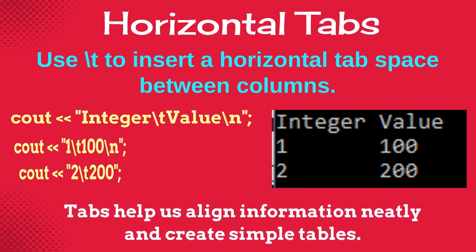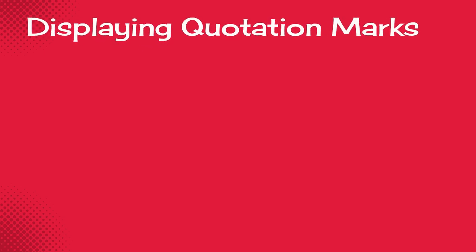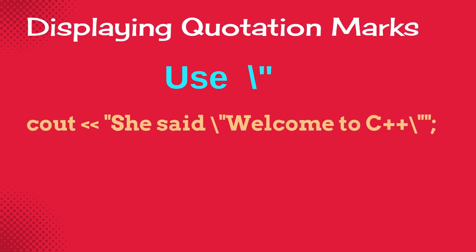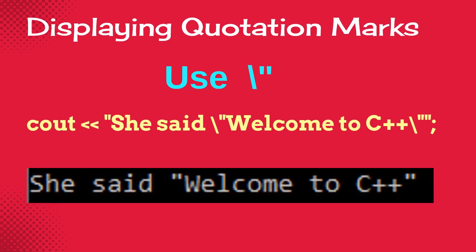Now let's look at another useful escape sequence. Normally, quotation marks tell C++ where a piece of text begins and ends, but sometimes we actually want quotation marks to appear on the screen. To do that, we place a backslash before each quotation mark. The backslash tells the compiler that the quotation marks are part of the output, not the end of the text. When we run the program, the quotation marks are displayed correctly.